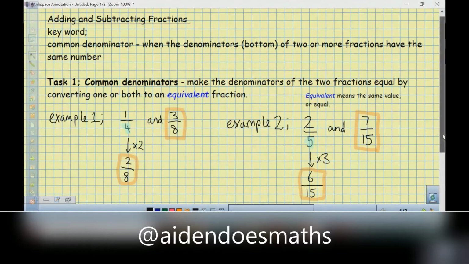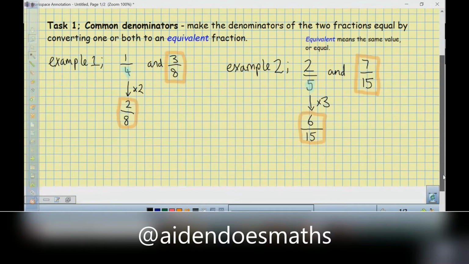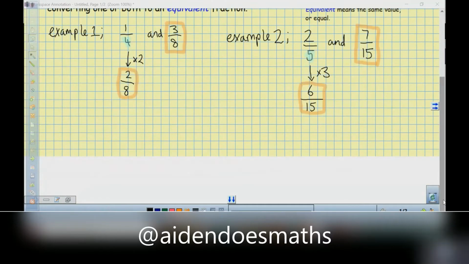Okay, we're going to look at two slightly harder examples as well. Again, I'm going to talk you through the first one, and you can try the second one. Then we're going to put this into practice alongside some adding and subtracting as well.